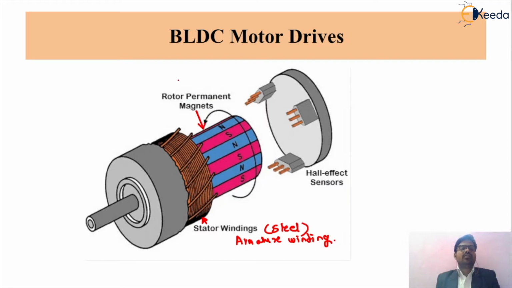This rotor is made of a permanent magnet. What do we mean by a permanent magnet? Basically, neodymium-type magnetic material is used for the construction of the rotor, which is called the permanent magnet. And friends, as we know, we are using control circuitry, that is, electronic control circuitry.